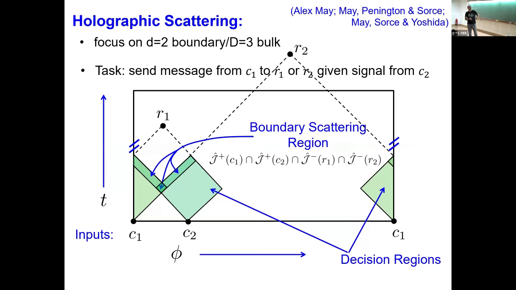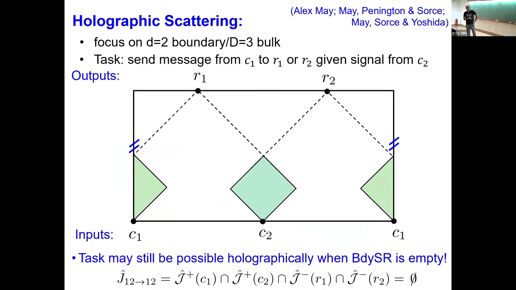However, what that relies on is that there's an overlap of all four of these causal regions, in particular the causal futures of the two inputs and the causal past of the two outputs up here. However, if I go back to the original picture, I don't have an overlap like that, and I would say that this scattering region, the overlap of all of those causal regions, is the empty set.